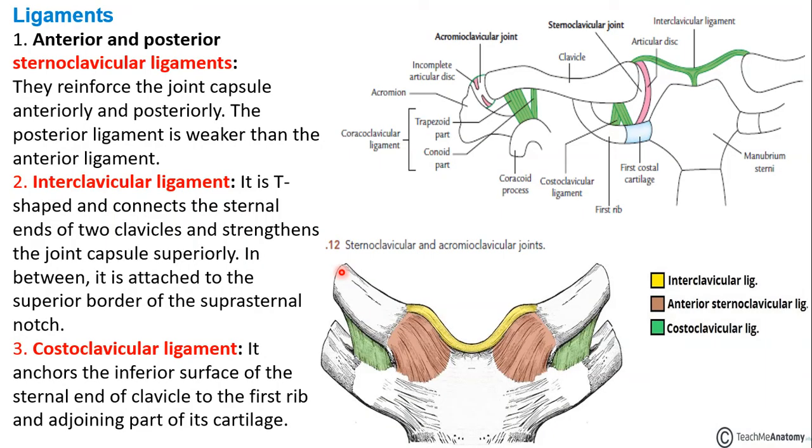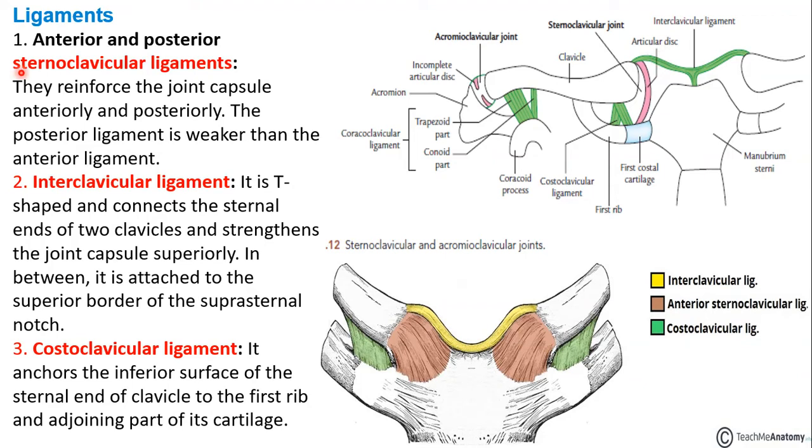Now the ligaments of this joint. In this diagram you can see the three ligaments. These are both the clavicles, and this yellow ligament is known as the interclavicular ligament. It is attached at the suprasternal notch in the midline and to the medial end of the clavicle. This is called the interclavicular ligament. How will it support? It supports this joint superiorly, it will not let it go upward.